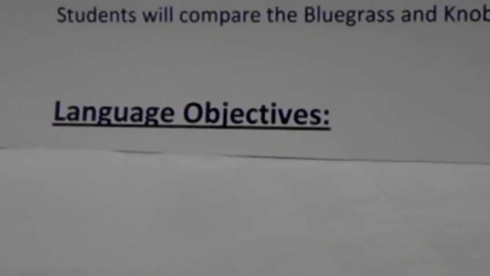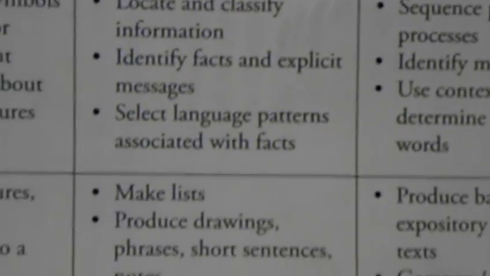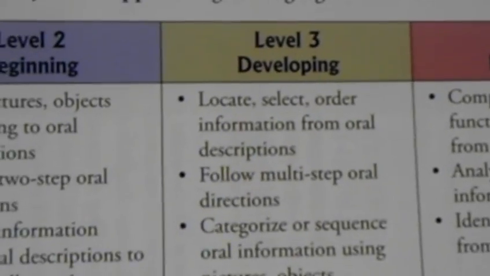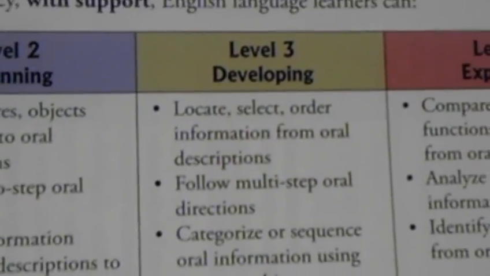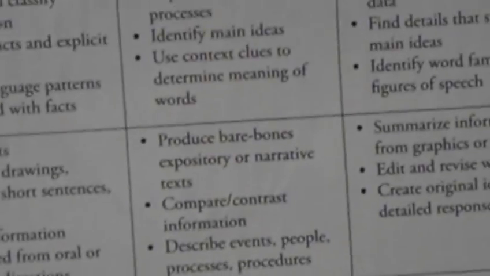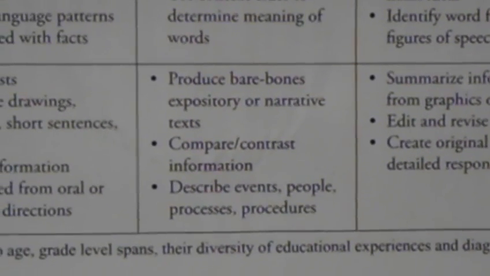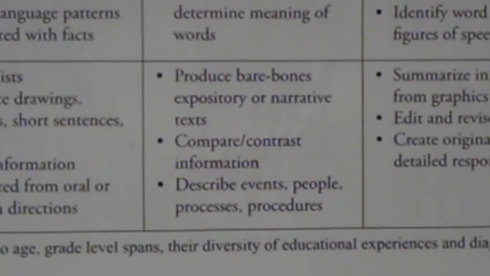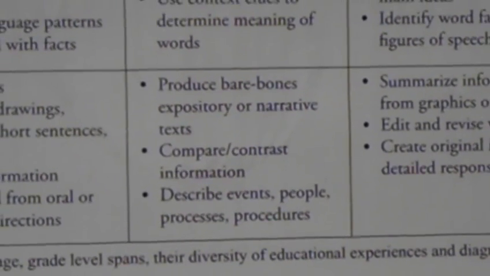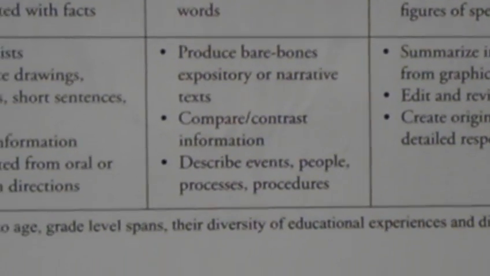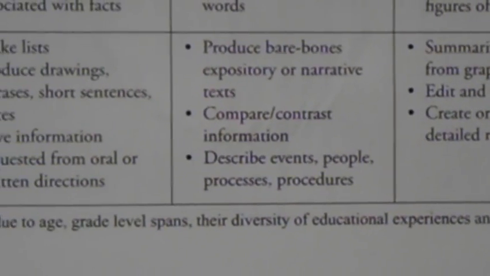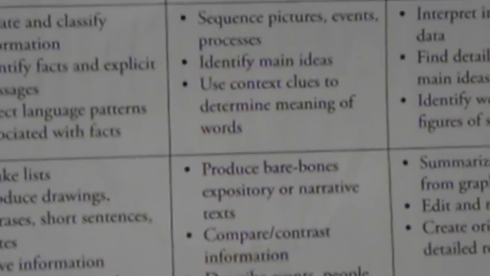The first thing I'm going to show you is from the WIDA resource guide for the WIDA standards. My student is at writing, because this is a writing lesson, at a level 3, which is developing. And for writing, he will be able to produce bare bones expository or narrative text, compare and contrast information, and describe events, people, processes, and procedures.